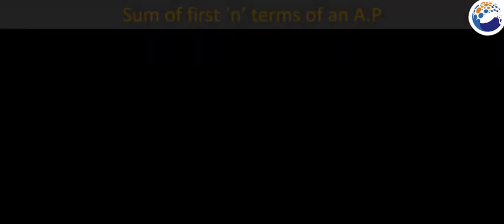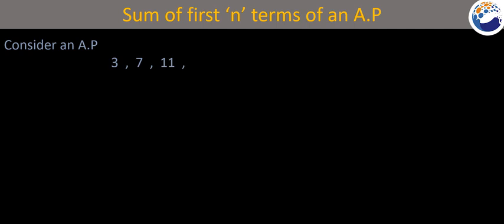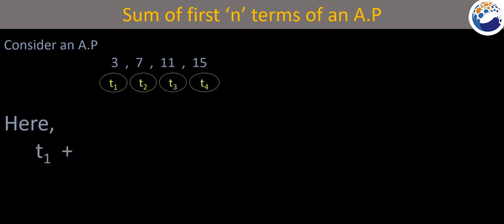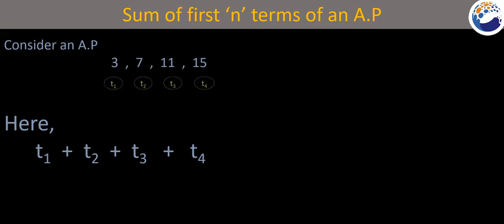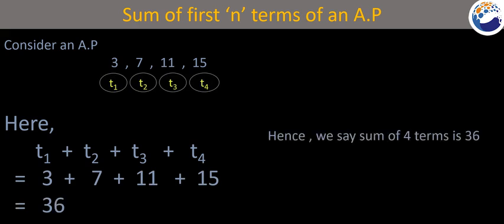Sum of first n terms of an AP. Let us consider an AP 3, 7, 11, 15. Here there are 4 terms T1, T2, T3, T4. Adding all of these, we get the sum of 4 terms. 3 plus 7 plus 11 plus 15 is equal to 36. Hence we say the sum of 4 terms is 36.